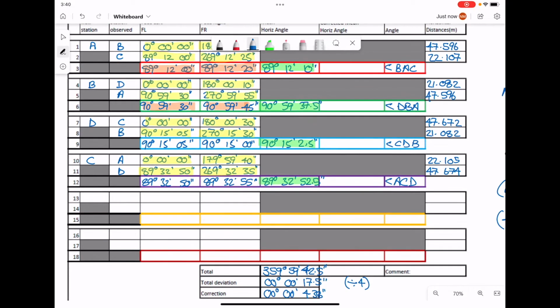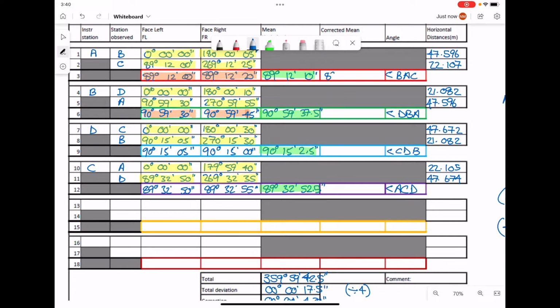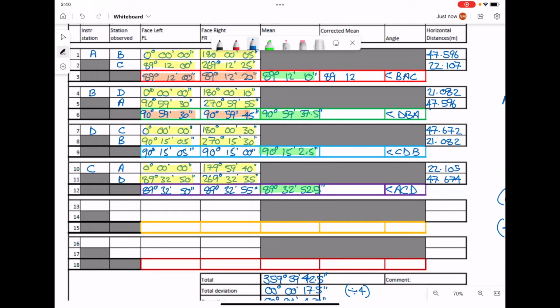Adding our correction to each of the mean horizontal angles, we get 89, 12, 14.37, and we get 90, 59, 41.88 seconds, 90, 15, 6.87 seconds, and finally 89 degrees, 32 minutes, 56.87 seconds.